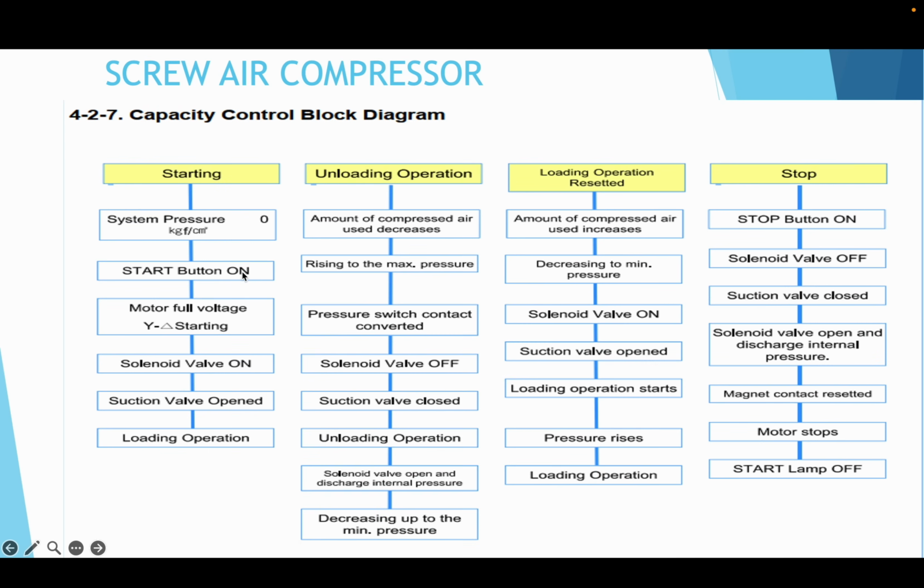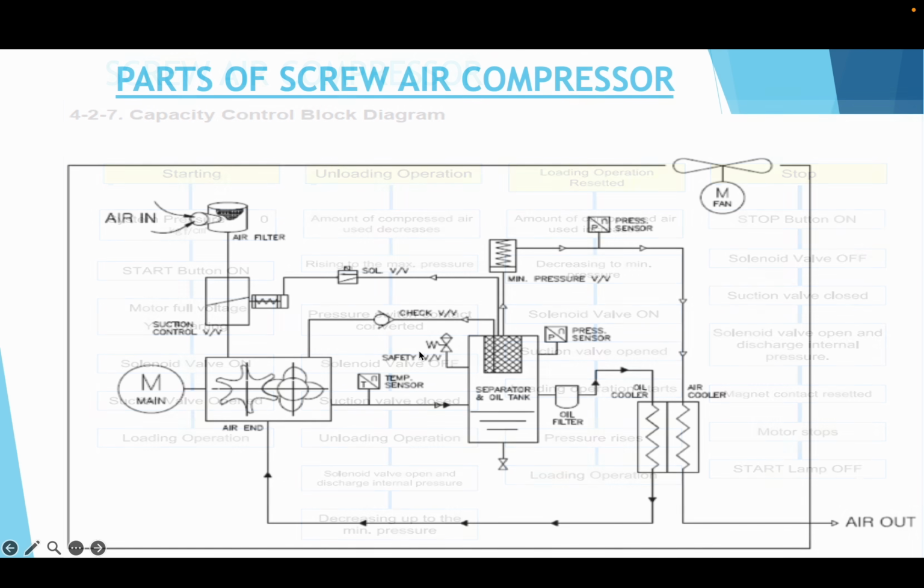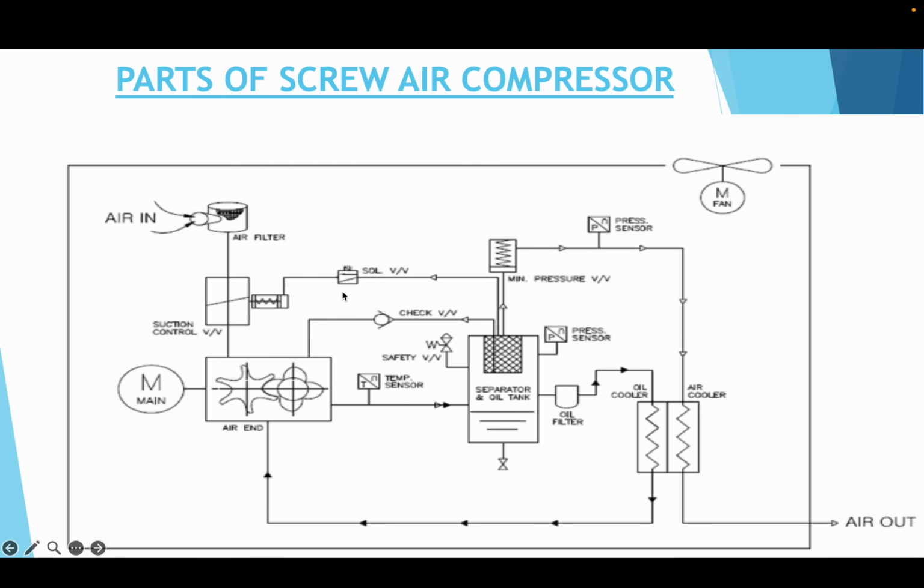If you see here, when the pressure inside the system rises, the pressure switch will give the solenoid a signal to turn off. So what is happening? As I've told you, as long as the solenoid valve is on, the suction valve is open, and as the solenoid valve is off, because of the spring, it will be closed.